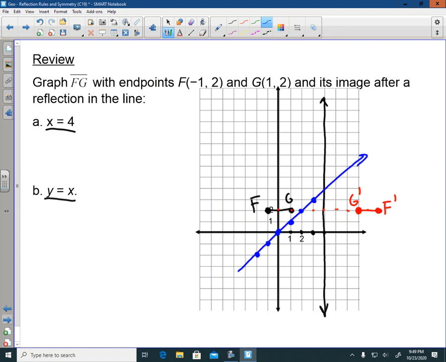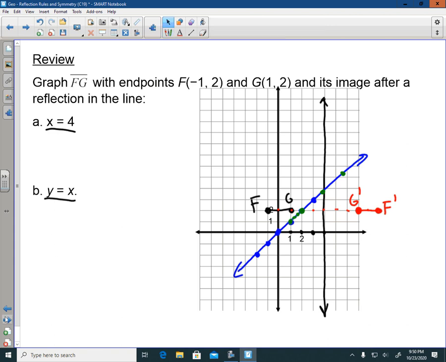But this line has a slope, and so we cannot count to it. And the reason why is because what does it even mean to count from G to this line? Do we count to this point, to this one, to that one, to that one, to this one, to this one? It's really hard to know because there isn't a predictable space between G and that line. Same thing with F.